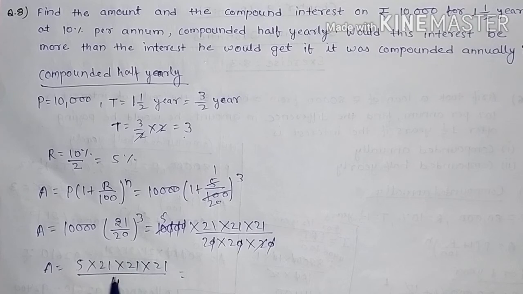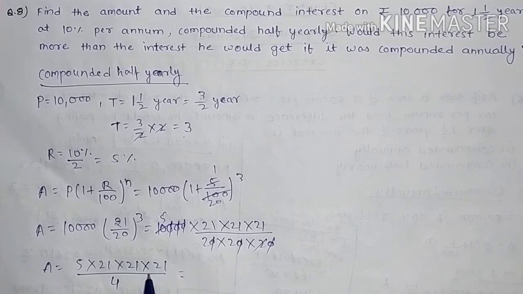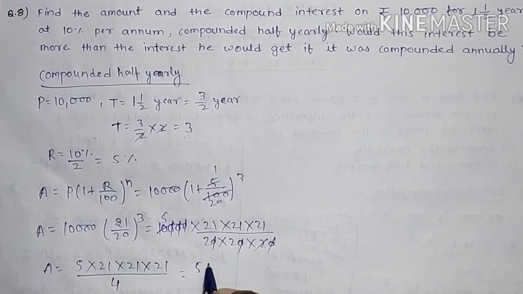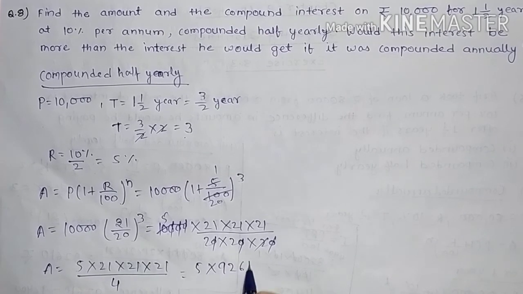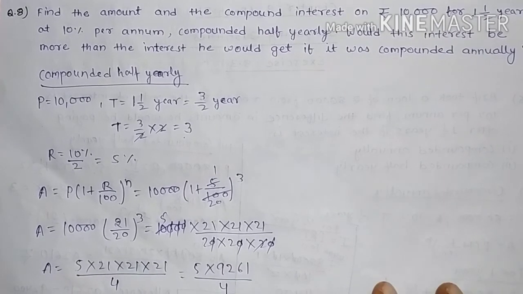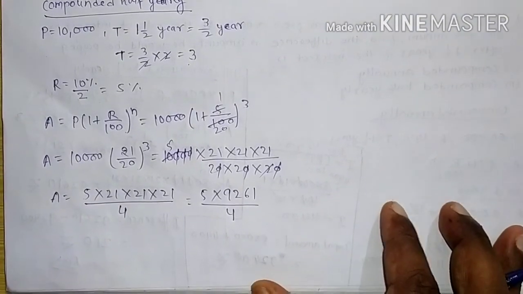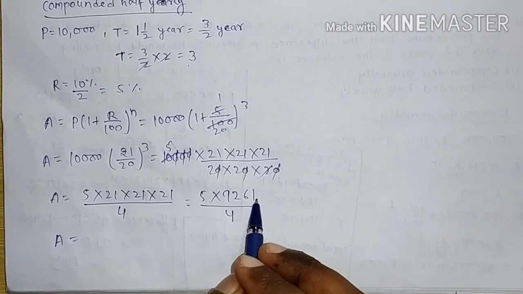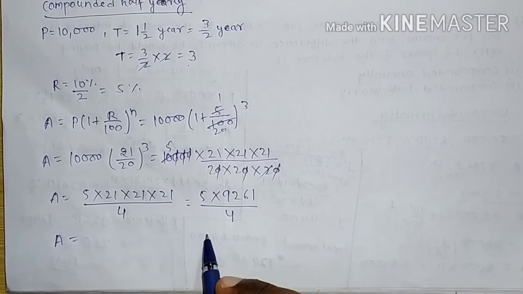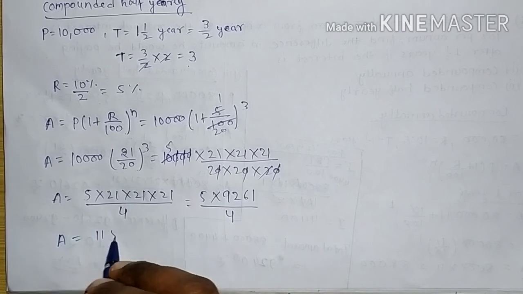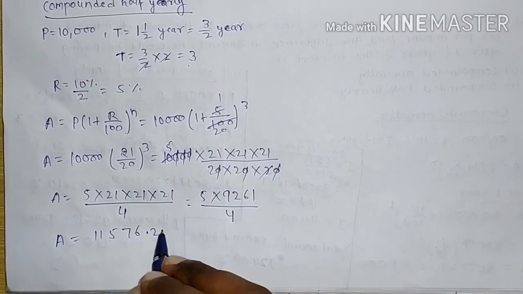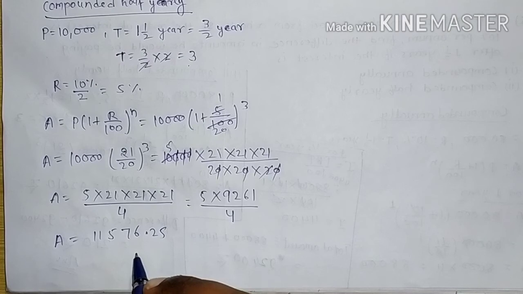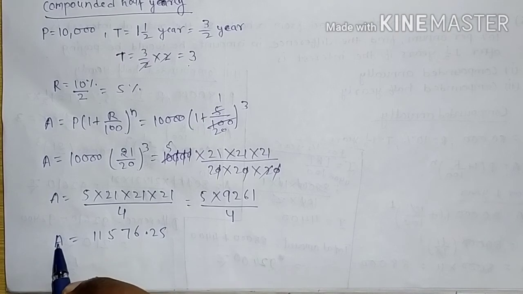So 21 into 21 into 21. We know that the cube of 21, that is 9261. So this will be 5 into 9261 divided by 4. Now just simplify it. 5 into 9261 divided by 4. We can get 11576.25. Now this is the amount.